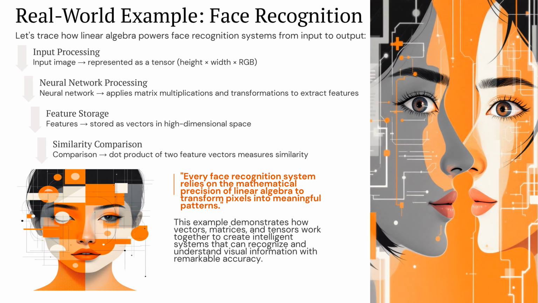Finally, when comparing two faces, the system measures similarity using the dot product of their feature vectors. In simple terms, linear algebra transforms raw pixels into meaningful patterns, allowing AI to recognize faces with impressive accuracy.